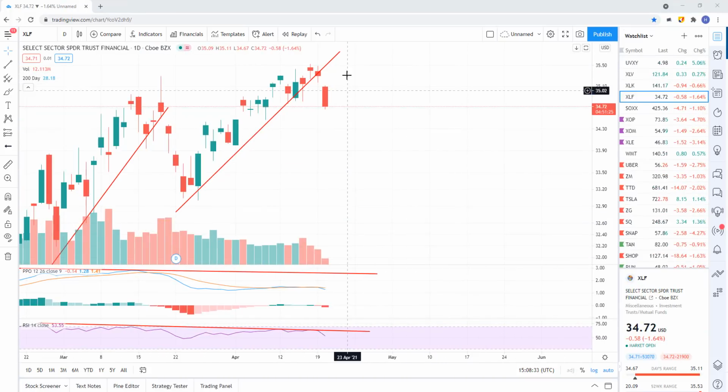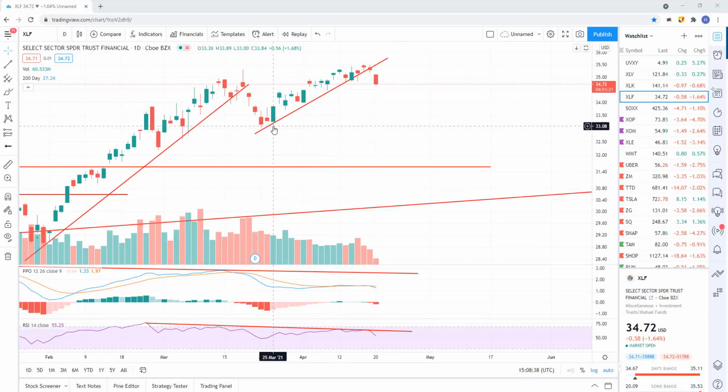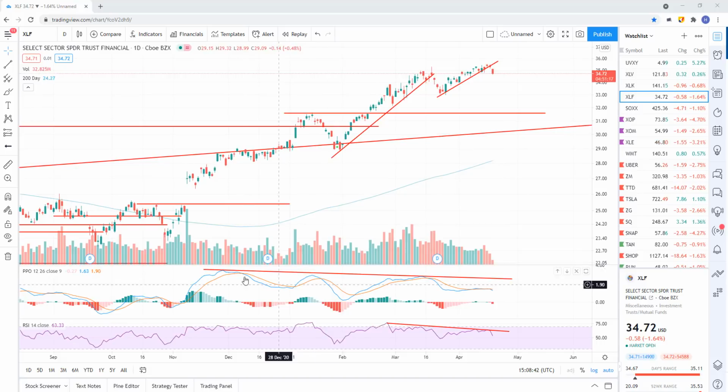Next, I want to talk about financials. There's a sell signal in the financials. That's a clean breakdown on the daily chart. So there's your uptrend line. You get a breakdown and a sell signal. We had negative divergence, so I talked about that in several videos.